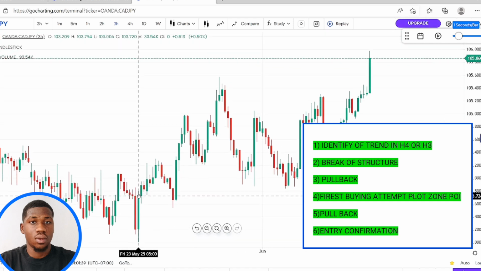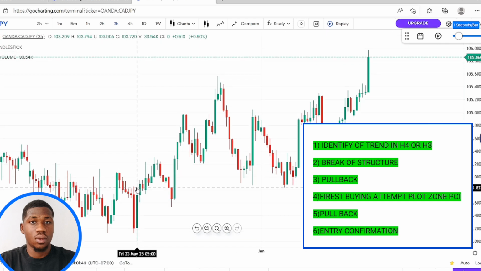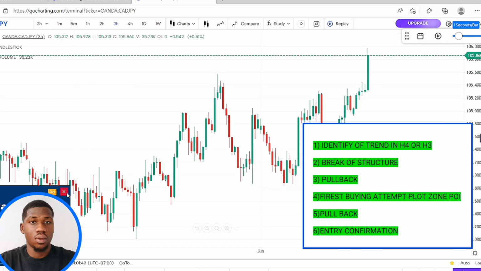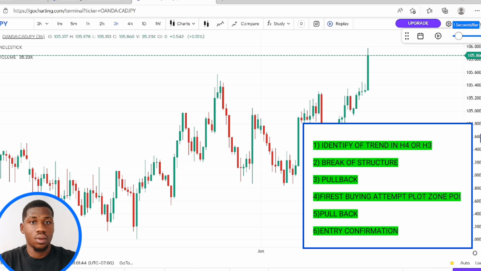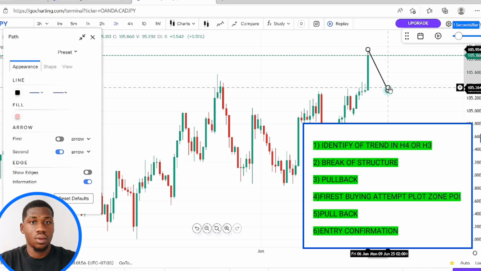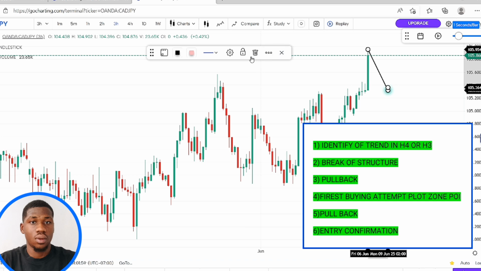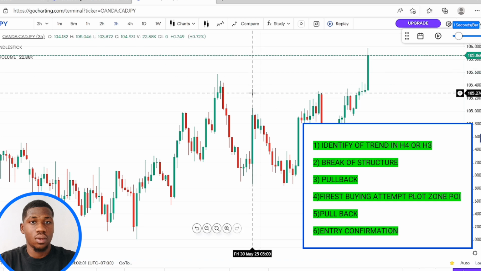Now we need the pullback. A pullback is literally a phase like this. I'm going to show you everything live, taking the entry live with the replay too. So this is what we call a pullback. This move here is what we call a pullback. Perfect. The next thing we literally need is a first buying attempt.